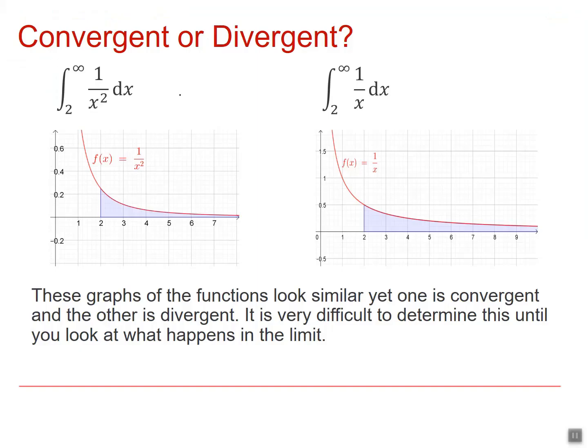So back to our functions then, and we know that this one is convergent. And we have seen by two techniques that it actually tends to a limit of a half. This function is divergent, and it does not tend to a limit. It is, however, very difficult to know what's going on unless you look at the limits as we have done in these two videos.